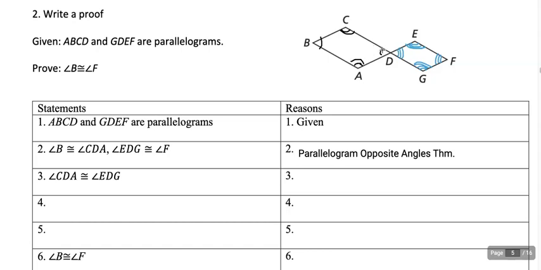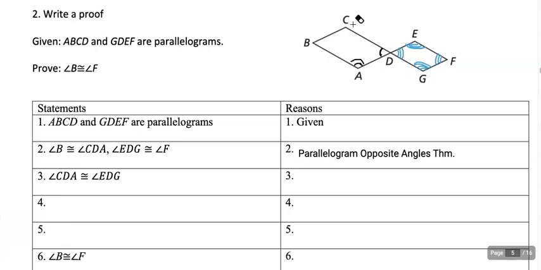We said that before. We labeled it. That was the definition of a parallelogram, right? In one of my characteristics, if a quadrilateral is a parallelogram, then the opposite angles are congruent. So we got that, and that's the parallelogram opposite angles theorem. And then it says EDG, which is this one, is congruent to this one here.